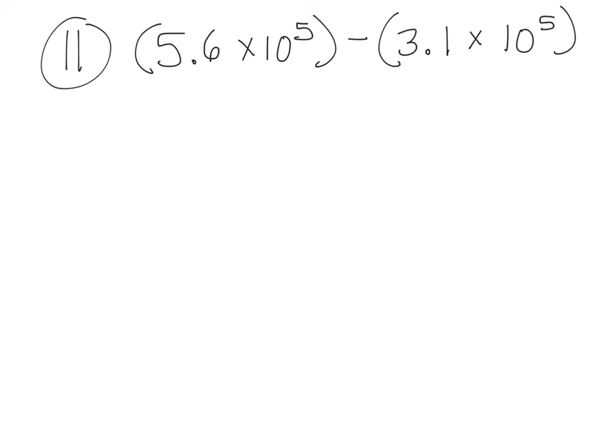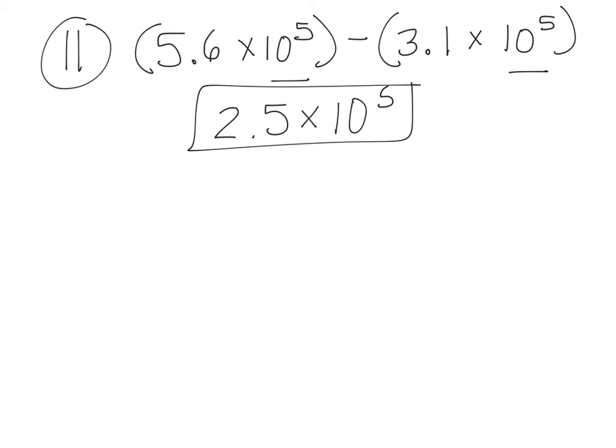All right, let's add and subtract two numbers in scientific notation. In problem number 11, we're going to subtract these two values in scientific notation. In scientific notation, you can subtract them if they have the same power of 10. And in this case, they do. So you just subtract 5.6 minus 3.1, and we get 2.5 times 10 to the 5th. And we are done. It's that easy.